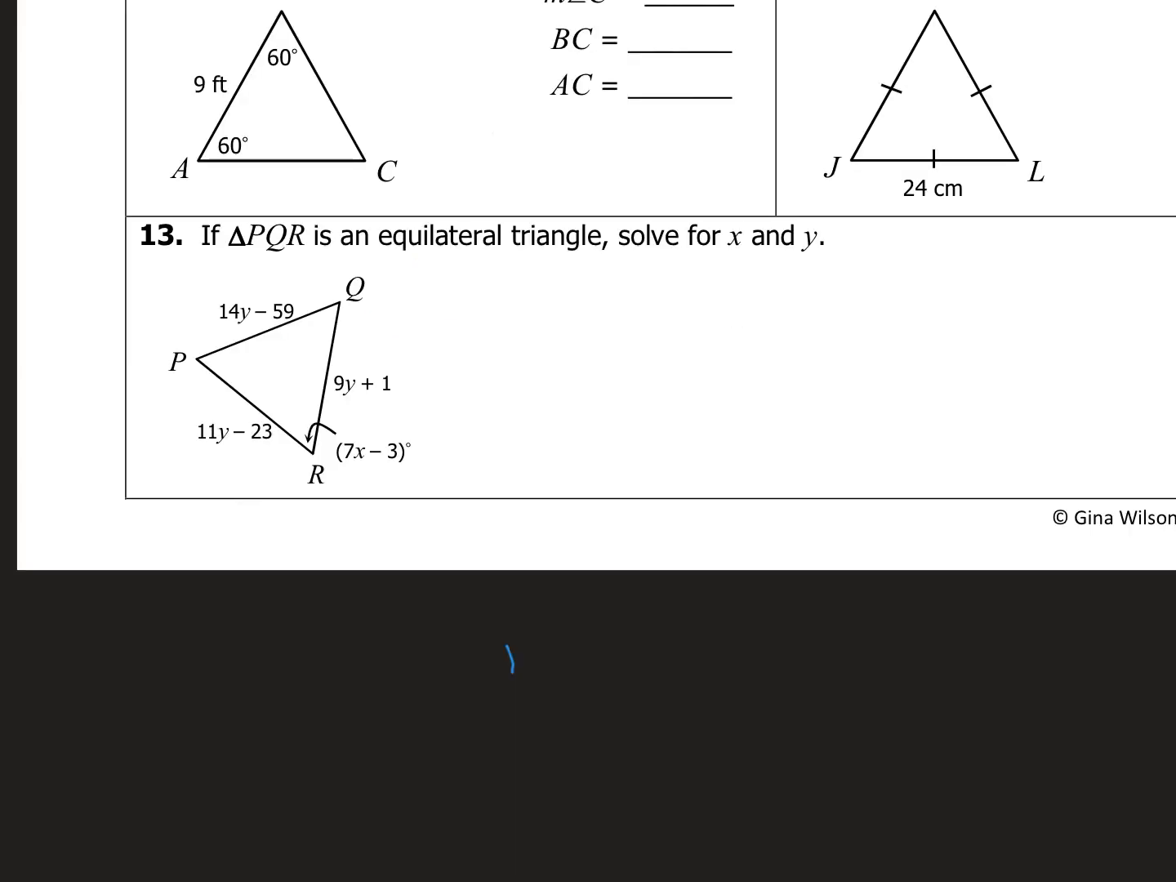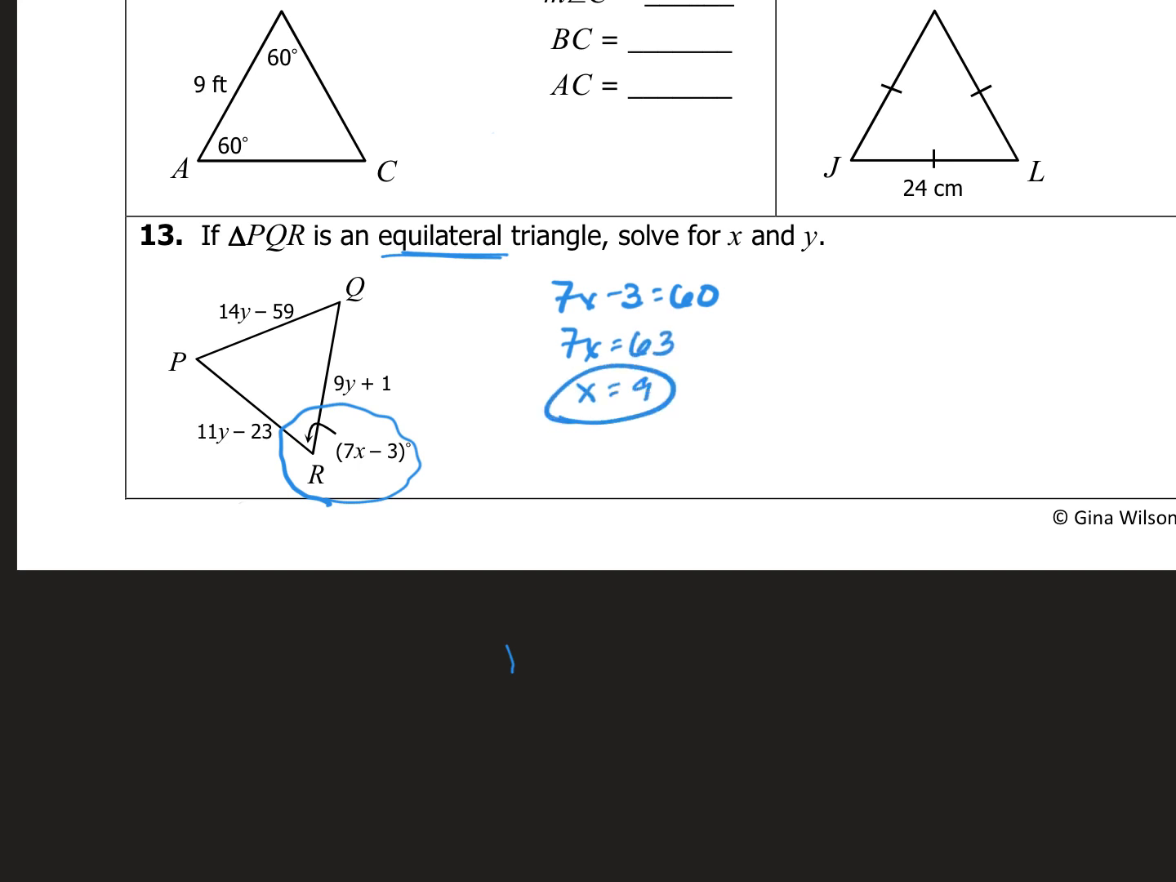All right, this is the hardest one. It just has a lot going on. So I want you to look at this angle first. It says angle R is 7x minus 3, and it tells us this is equilateral. So we just talked about if it's equilateral, that means every angle has to be 60. So 7x minus 3 equals 60. Add my 3, I get 7x equals 63, and divide by 7, so I get x is 9.